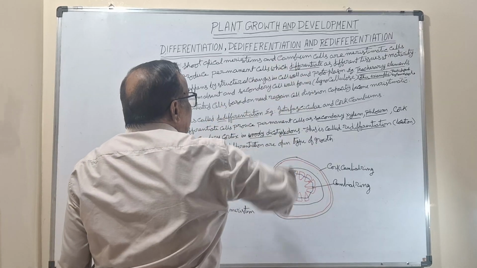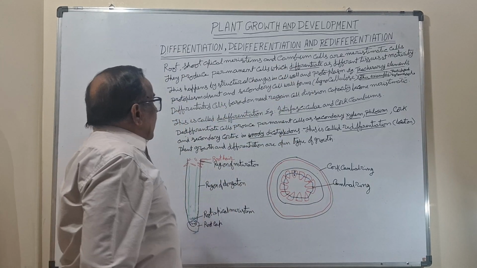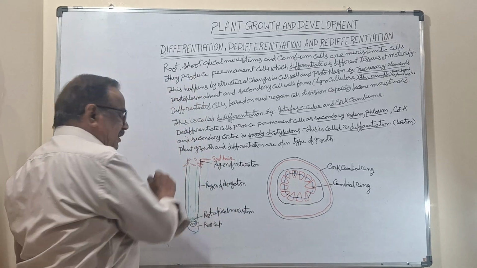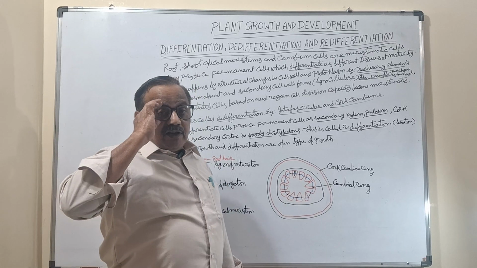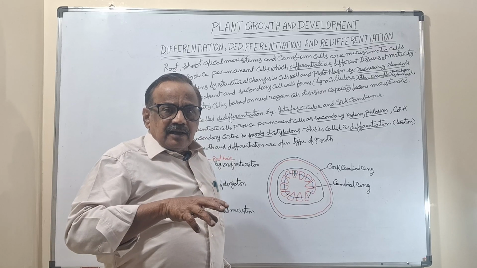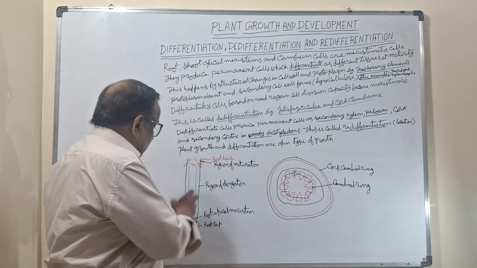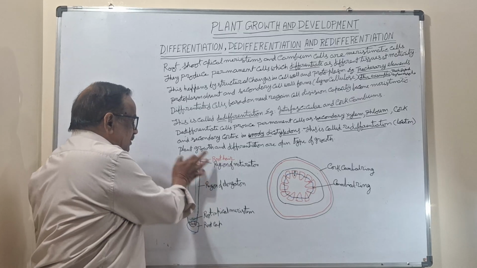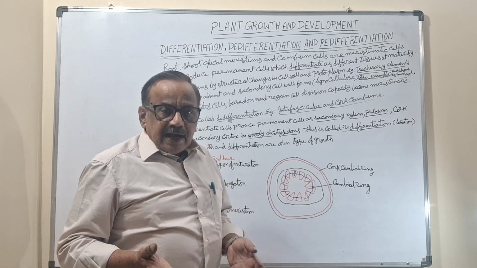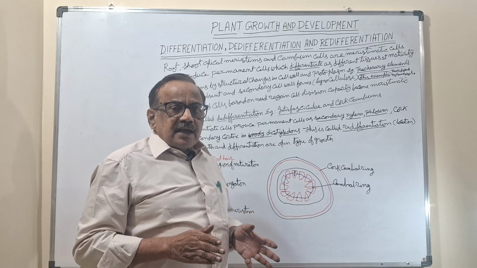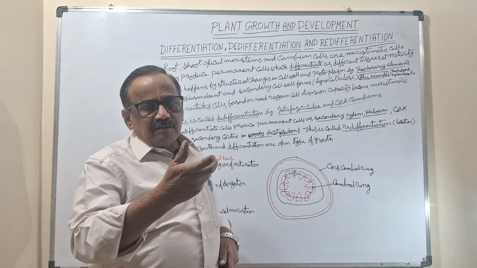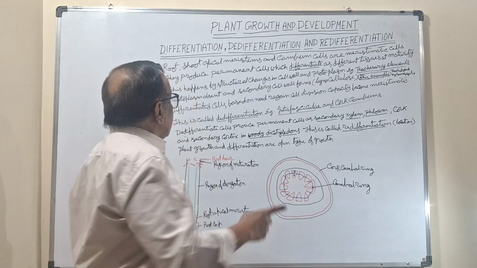So, differentiation: tissues reach maturity. How will they be differentiated? These are undifferentiated cells, and they are converting into differentiated cells by protoplasm and cell wall restructuring. Protoplasm will be that only.